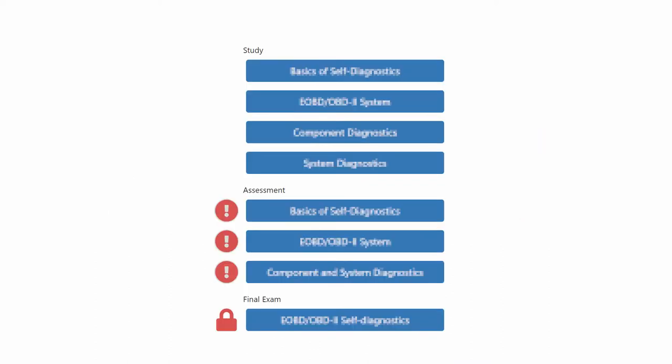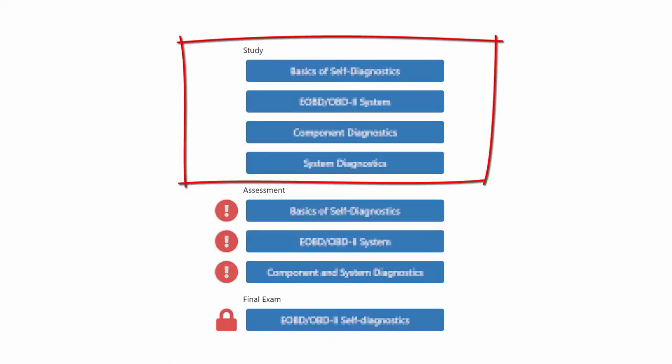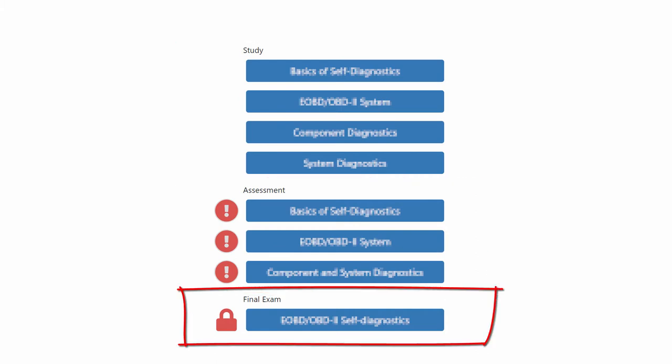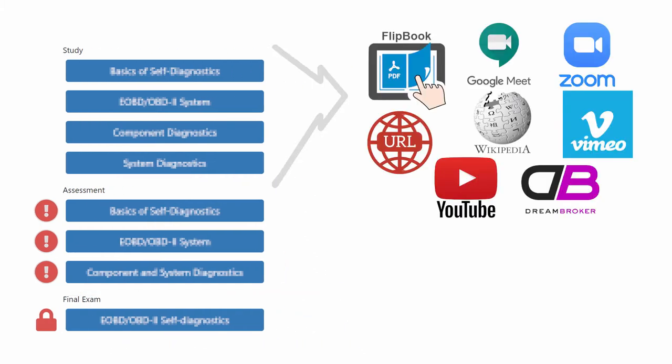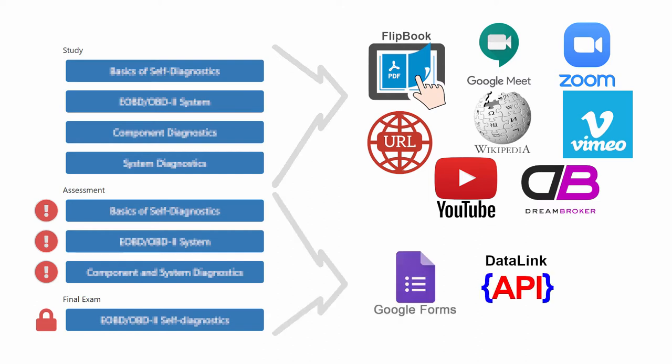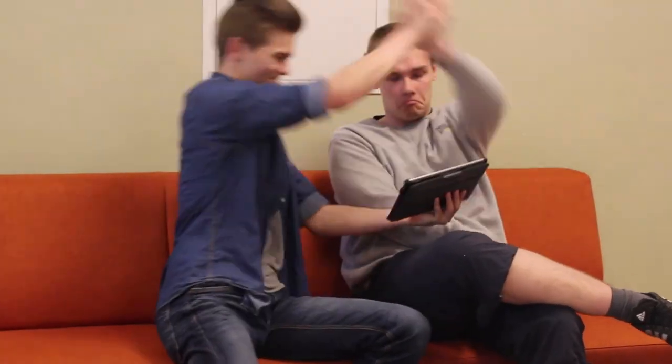The Prodiags learning modules are grouped into sections: study, assessments, and final exam. The study sections can be, for example, PDF flipbooks, videos, or any web-based content. The assessments and final exams can be created with Google Forms. It's also possible to use a game-like application via Datalink API. The assessment's purpose is to guide and encourage the focus of the student to the most important things.